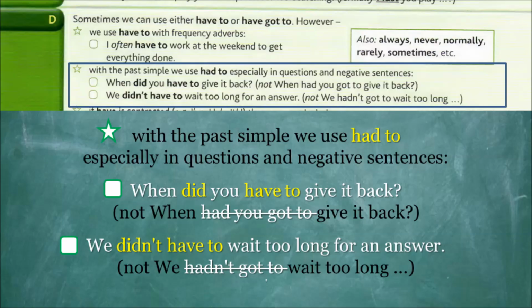With the past simple, we use had to, especially in questions and negative sentences. When did you have to give it back? We didn't have to wait too long for an answer.